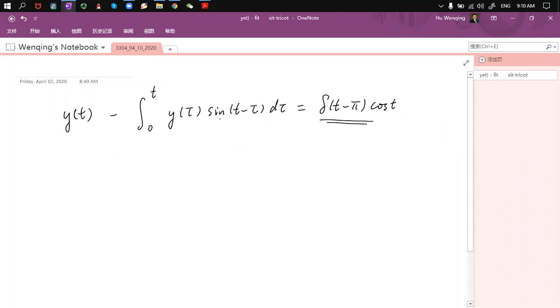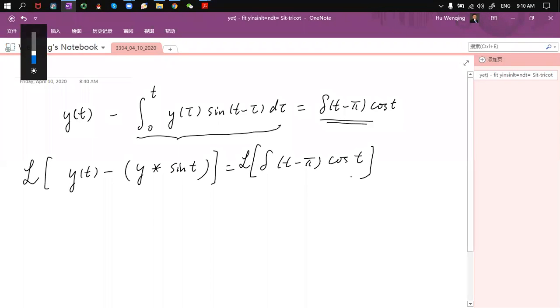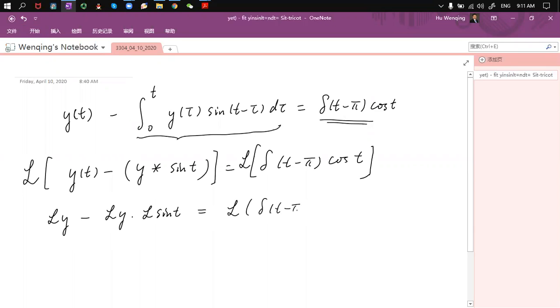The key point here, as I told you many times, is that you have to recognize this integral as a convolution integral. You can simply say this is the convolution integral between y and sine t, equal to delta(t minus pi) multiplied by cosine t. That means you can do a Laplace transform on both sides. You get the Laplace transform of y minus the product of the Laplace transform of y and the Laplace transform of sine t, and on the right, the Laplace transform of delta(t minus pi) cosine t.